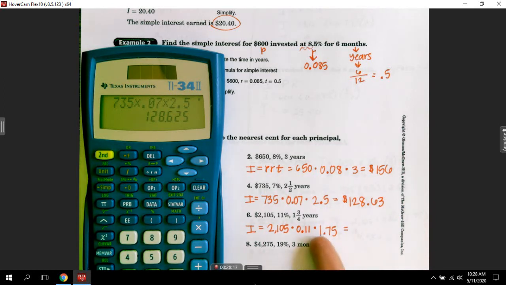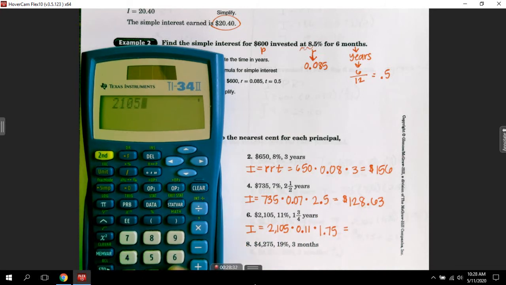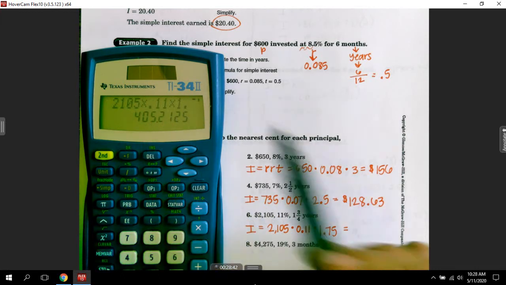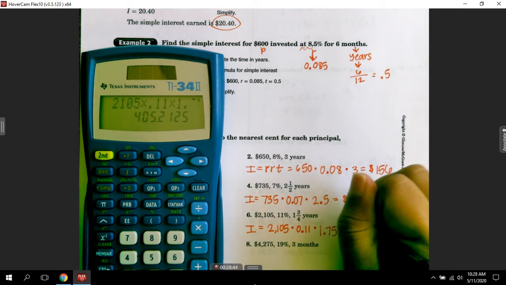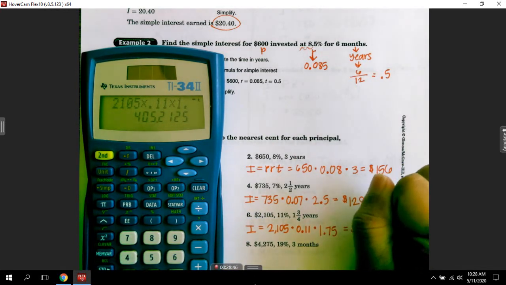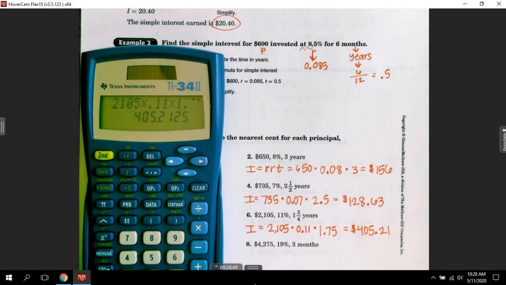So if you plug this in as a fraction, it's most likely going to give you a fraction answer. So you're going to have to change your fraction answer into a decimal because it's money. So if you just go ahead and change it to a decimal to begin with, then it's going to give you a decimal answer and you're done. Okay. So 2,105 times 0.11 times 1.75. So again, we're going to round. So that's just going to be 405.21. So $405.21 is your interest.